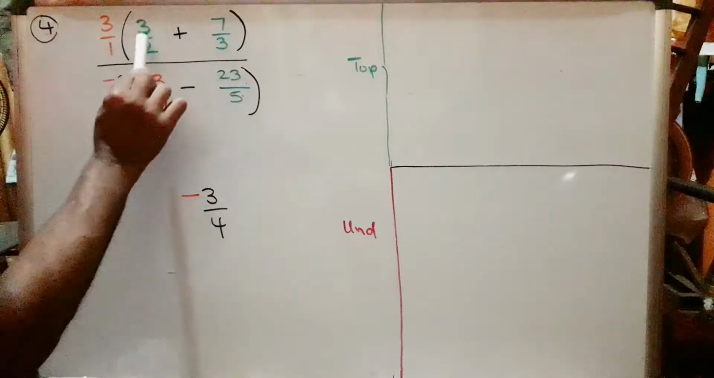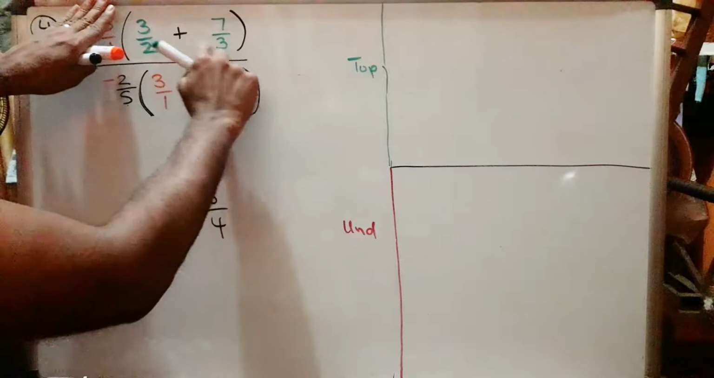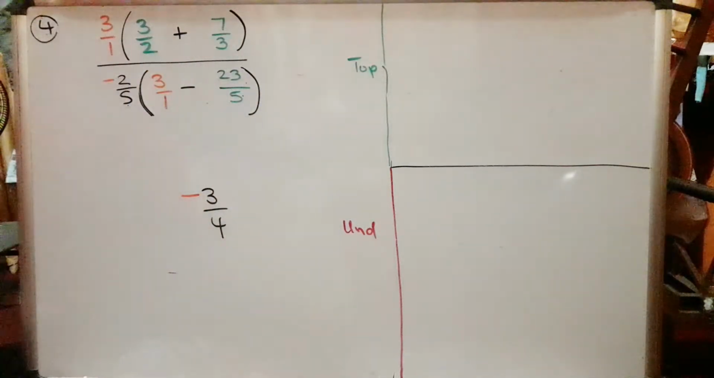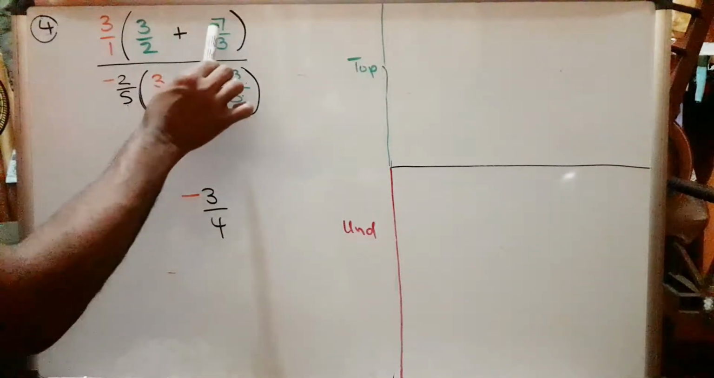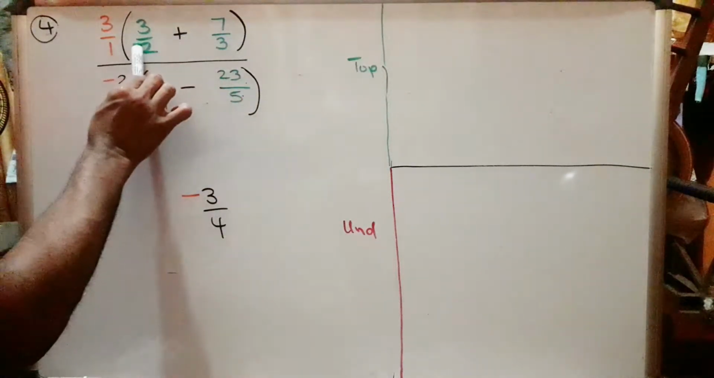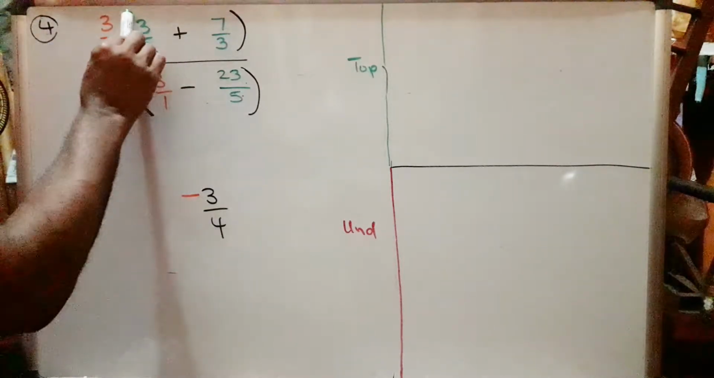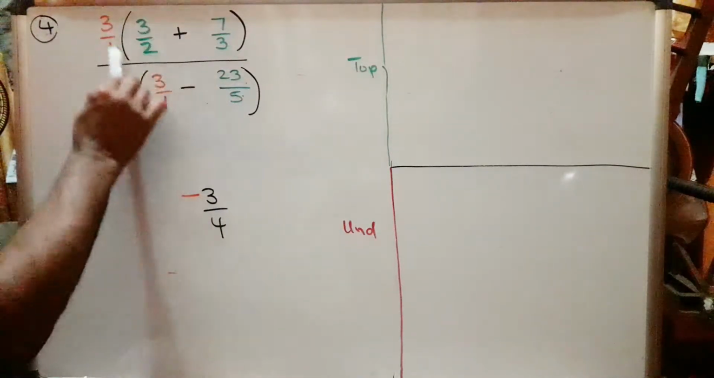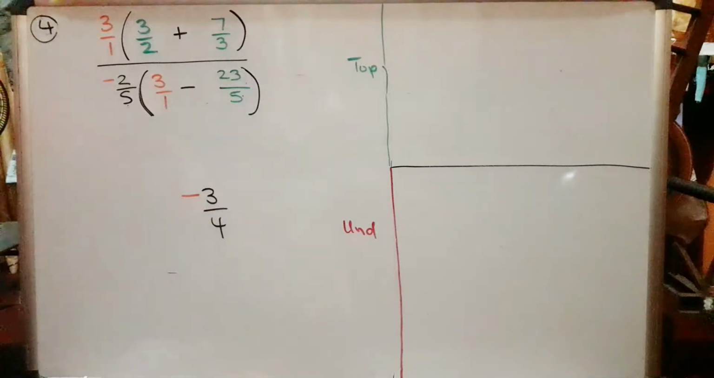Some people might add this first. They will take this and add it to this, get one fraction, and then multiply by the fraction outside. Or remember what brackets mean? Brackets means that everyone inside the brackets gets multiplied by the item outside. So you can multiply both of them by 3 on 1 first, get one answer here, and then add it. You'll get the same answer.